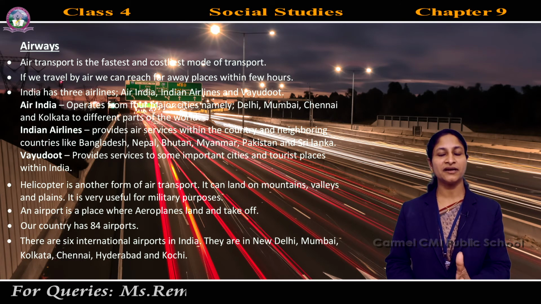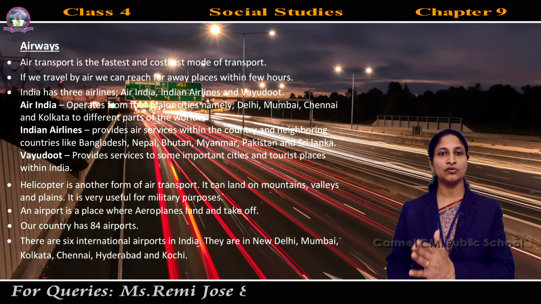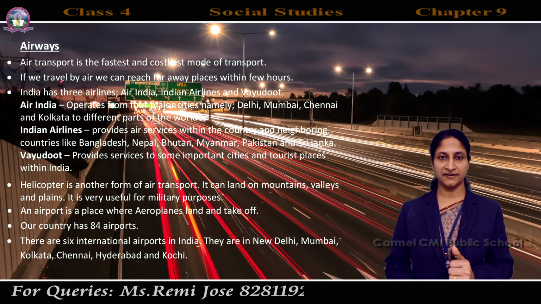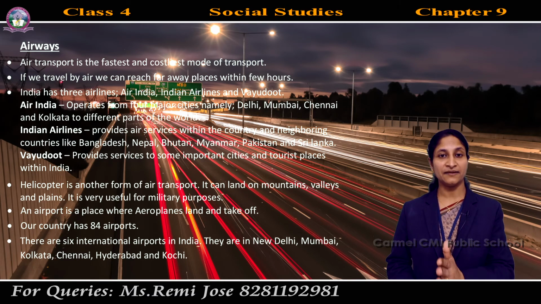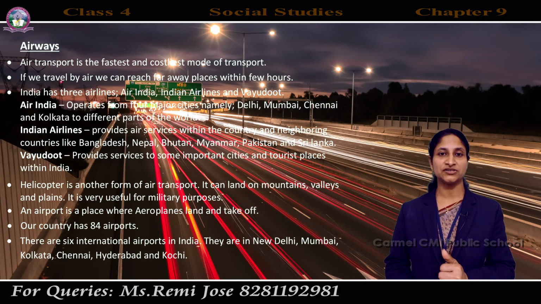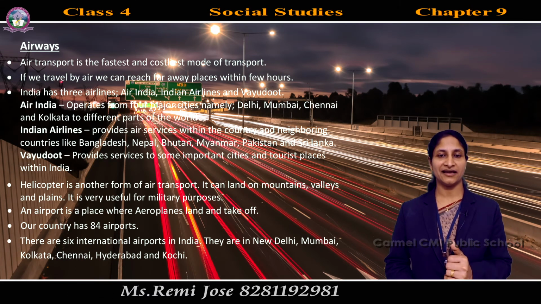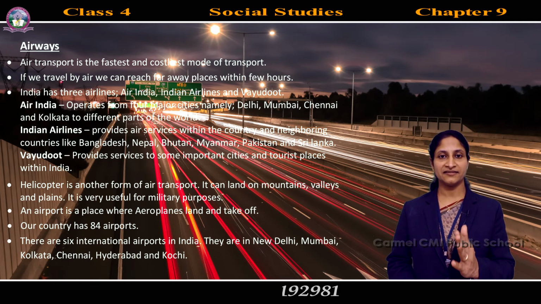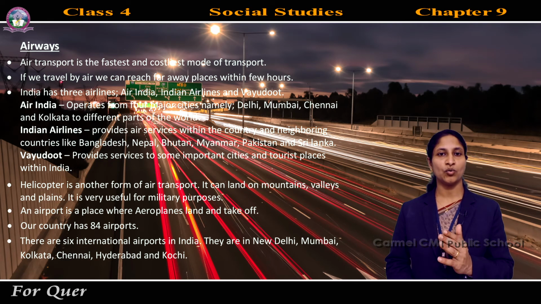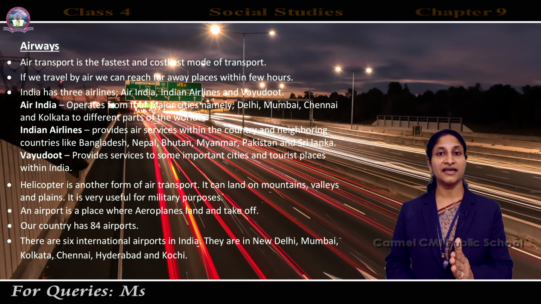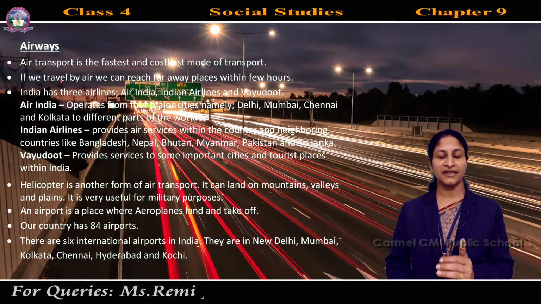Air transport carries people and goods from one place to another. India has 3 airlines. How many airlines? 3 airlines. They are Air India, Indian Airlines and Vayudoot. Which are the 3 airlines of our country? Air India, Indian Airlines and Vayudoot.